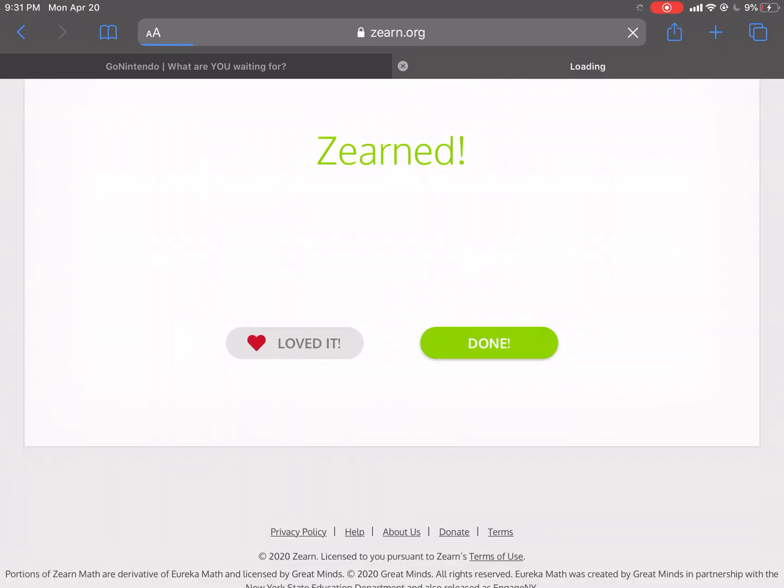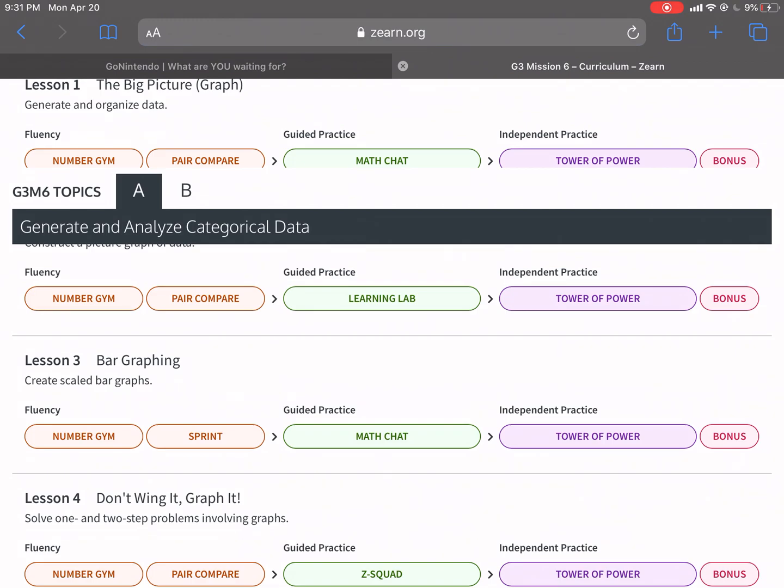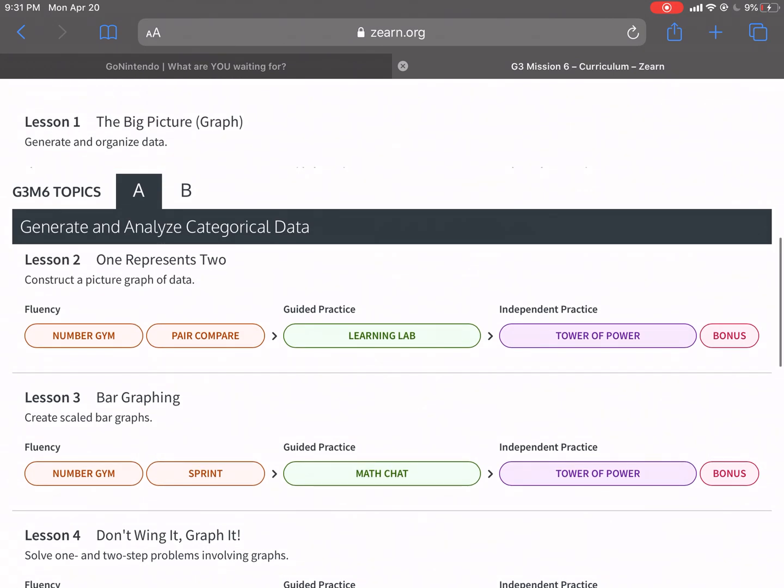All right, your job is to pick one. For choice 1, you need to complete your problem set for lesson 2 in your packet, or for your other choice, you can complete the Zern lesson. If you choose to complete worksheet pages, please make sure you send me a picture of your work. Thanks, have a great day.